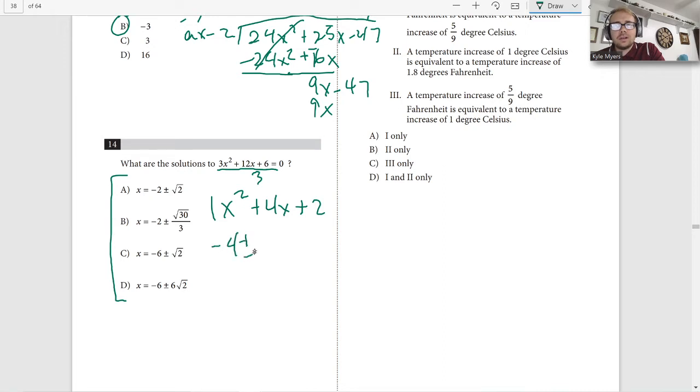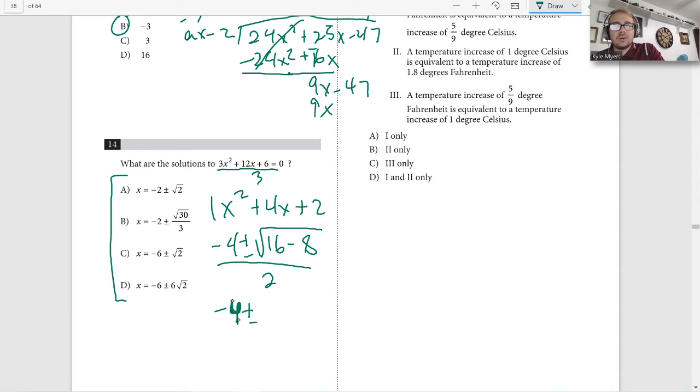Negative b plus or minus the square root of b squared, which is 16, minus 4 times a times c, which would be 8, all over 2a. 16 minus 8 is 8. The square root of 8 can be simplified. So yes, you have to know how to simplify your radicals.